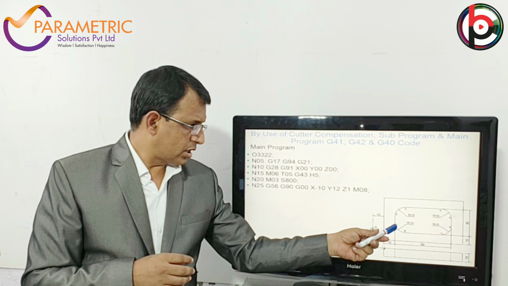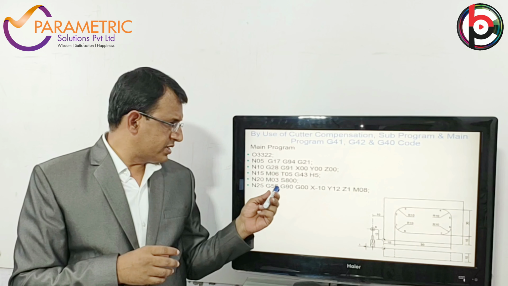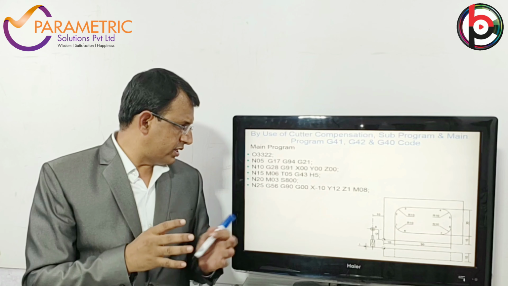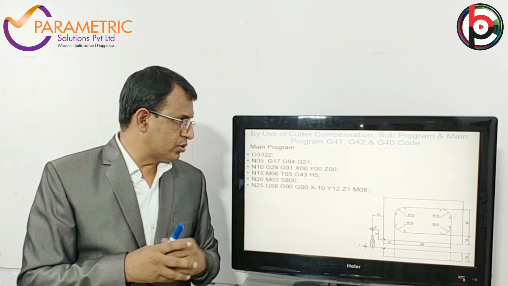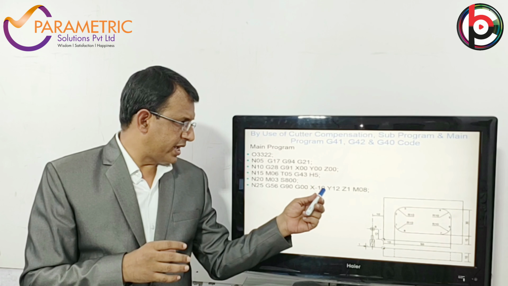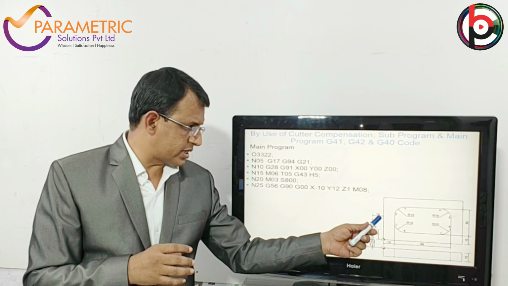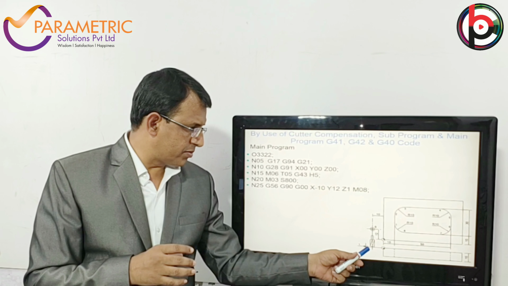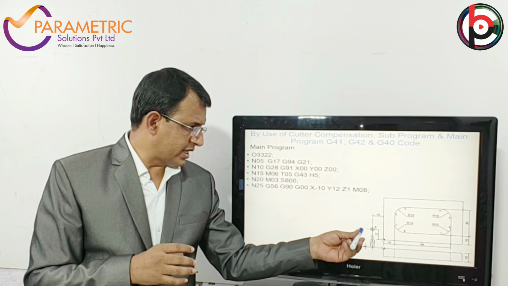From here the tool moves from the origin to the starting point. Here G56 is the workpiece 00. The offset is given in G56 in X, Y and Z. And then G90 is the absolute coordinate system. G00 is rapid traverse, X minus 10. So from origin, this starting point distance is 10 mm, and the Y distance is 12 mm, and Z 1 mm is the height above the workpiece, which is in the air.